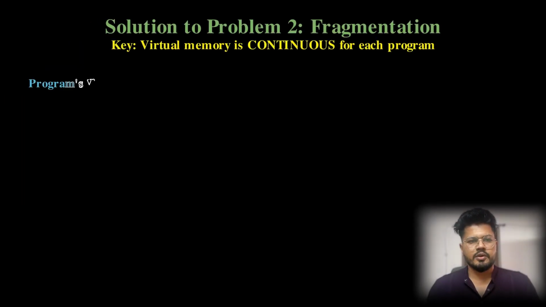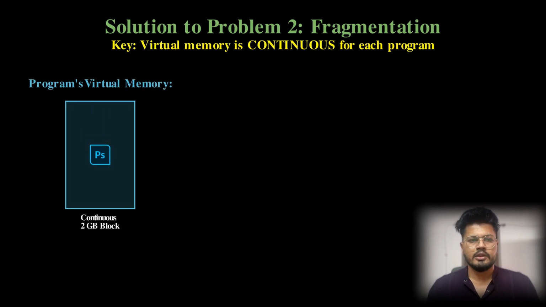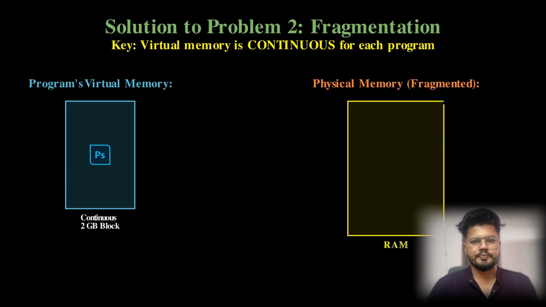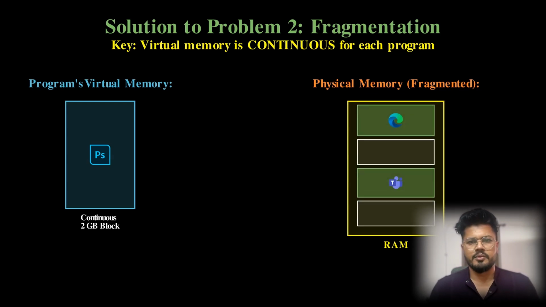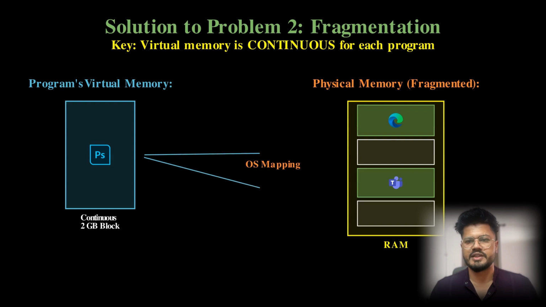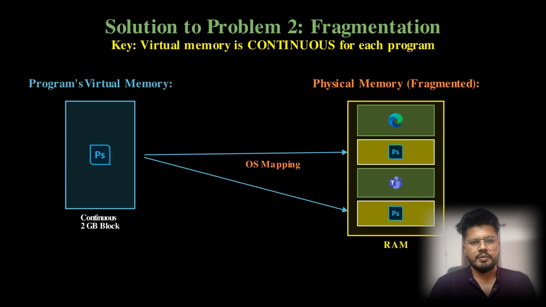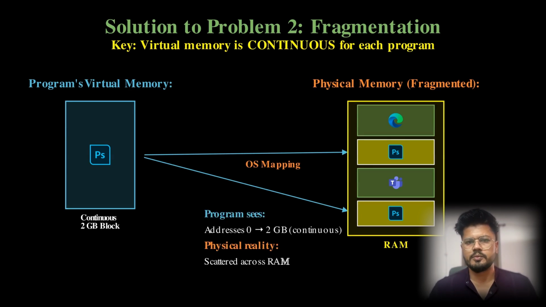Our second problem is fragmentation. Suppose there is a program that requires 2 GB of continuous virtual memory. Since we have a map in between, the OS takes care of that, even if the physical space is fragmented. Suppose 1 GB is free in the middle, between Teams and Edge, and another 1 GB is down in your RAM. The OS will divide our program, putting 1 GB in the middle and another 1 GB in the other space down below. This is how we solve the fragmentation problem.